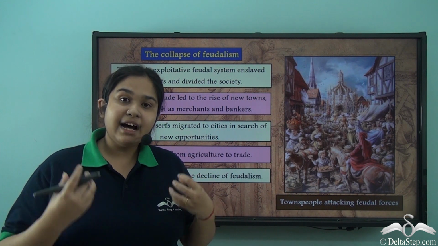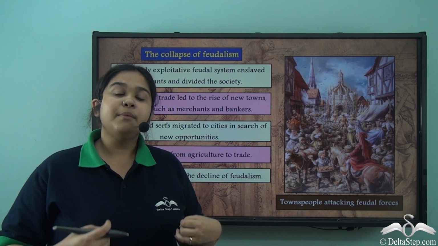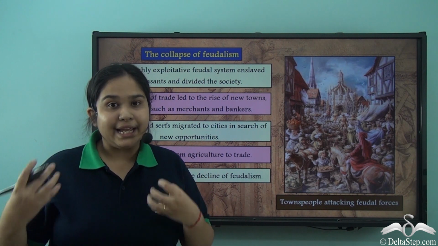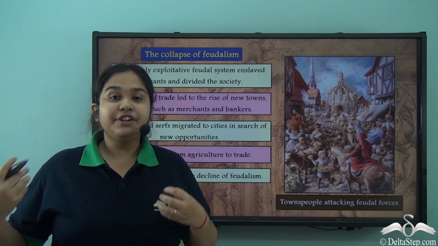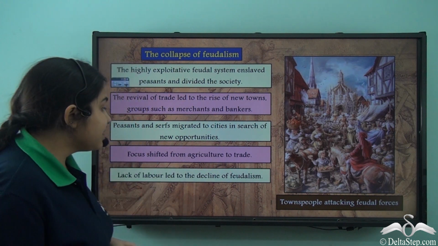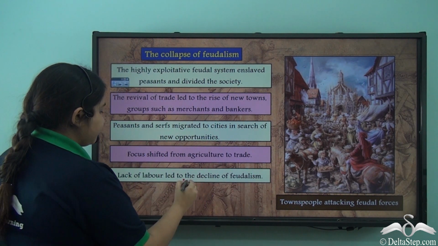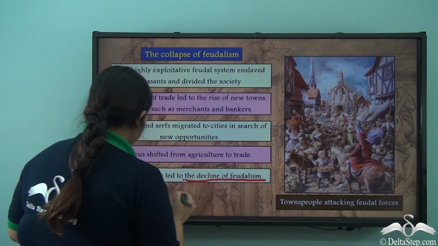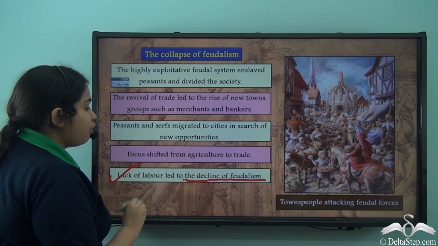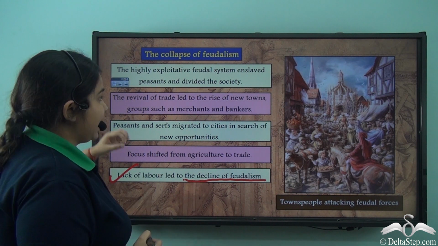income, and thus we see that there is a lack of labor to work on the agricultural fields, that is finally leading to the decline of feudalism. So basically the lack of labor led to the decline of feudalism.